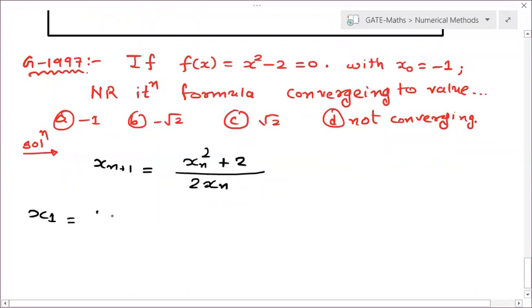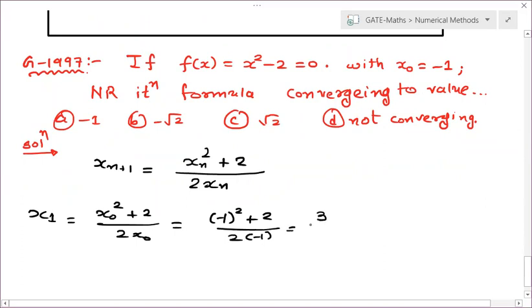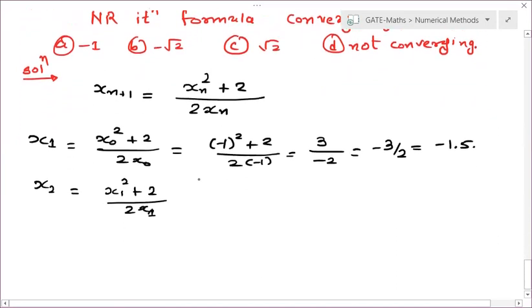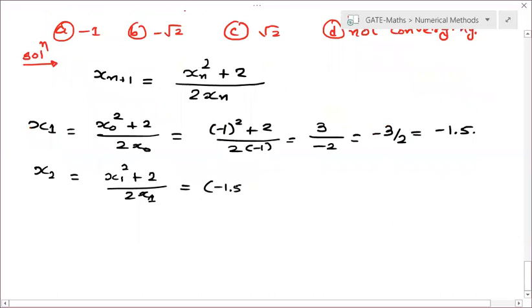So x1 will be equal to x0 square plus 2 divided by 2 times x0. x0 is -1, so -1 square plus 2 divided by 2 times -1. So 2 plus 1, 3 by -2, it is -3 by 2, that is -1.5. So let us try to find x2. x2 will be equal to x1 square plus 2 divided by 2 times x1. What is your x1? -1.5 whole square plus 2 divided by 2 times -1.5. So 2 times -1.5 will become -3.